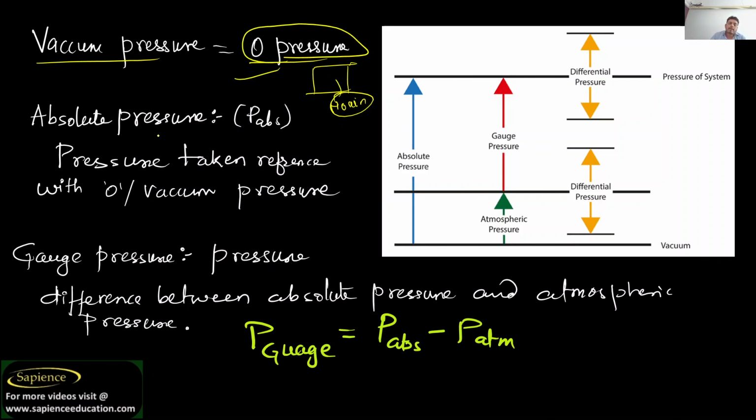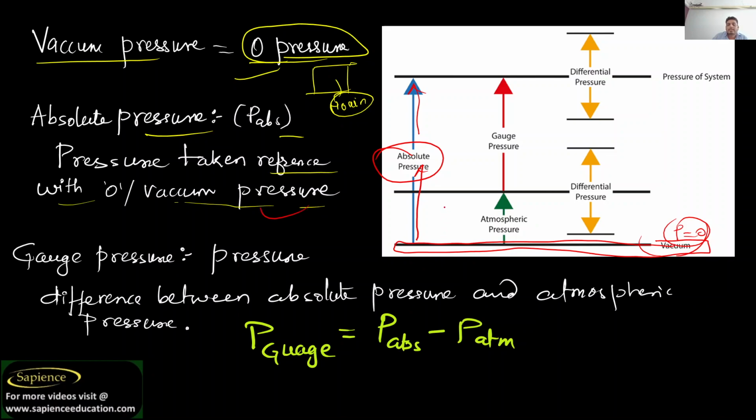Now, what is absolute pressure? The pressure taken with reference to zero or vacuum pressure. If you want to understand graphically, just see here. This is the lowest pressure, that is, pressure equal to zero at vacuum level. The amount of pressure measured from this vacuum is known as absolute pressure. Absolute means purely, no reference or hidden pressures are there. It is compared only from vacuum. So this is known as absolute pressure.